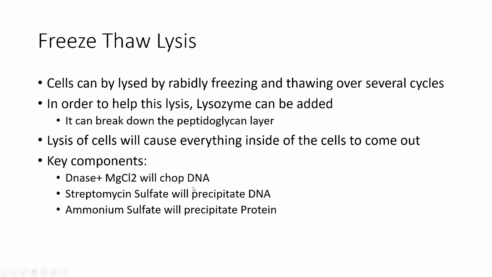Once it gets chopped up, we also add streptomycin sulfate, which is a salt, and it will precipitate the DNA. Once the DNA is precipitated, we spin it at a very high speed, and this will pull down all the cellular debris as well as our precipitated DNA. So we're basically getting a trash pellet. In our supernatant, we'll have protein. To that supernatant, we add ammonium sulfate, which will precipitate the protein, and all we have to do is spin it one more time and we'll get a protein pellet with all the proteins that were made during our cell lysis.